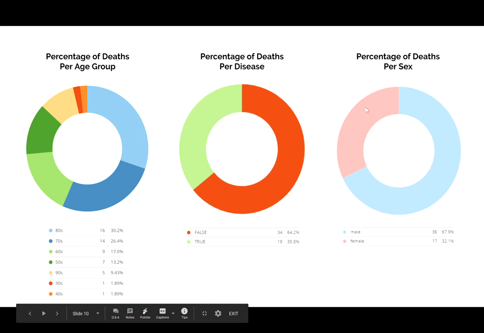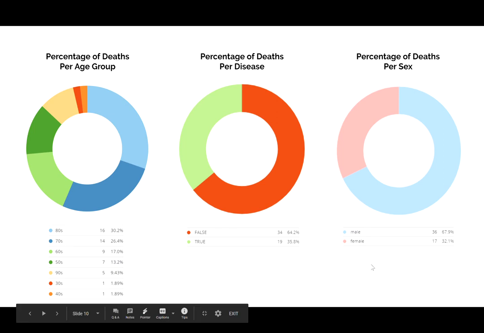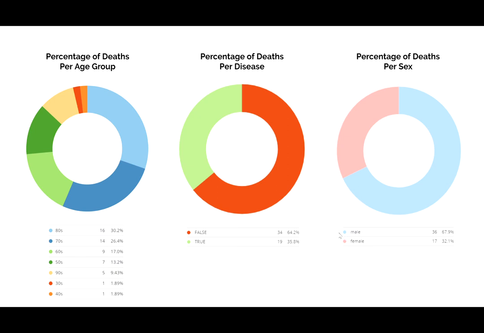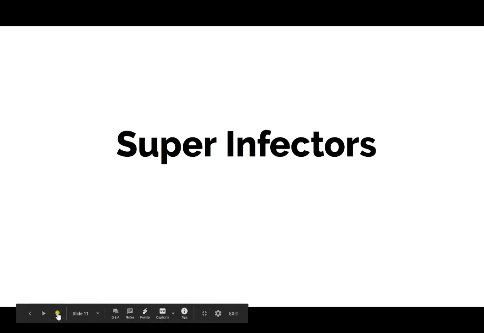And then there is percentage of deaths per sex. And this was interesting because 67.9% of the deaths were male and 32.1% were female. And this makes sense because males are known for having a shorter lifespan, and so this could tie into this factor. And so these are 3 things to be aware of when trying to prevent this disease.